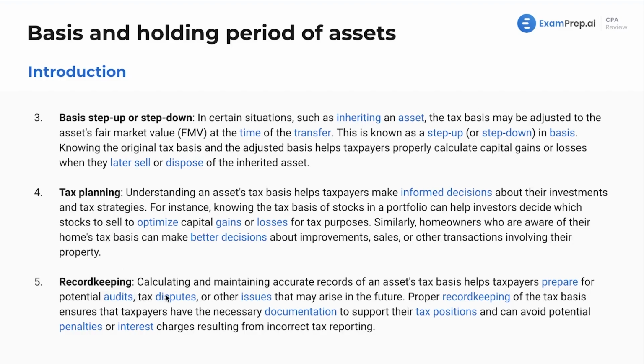And then record keeping, just also understanding that we have the correct information for audits, tax disputes, and other issues. Also to understand how well we're doing financially. That might be more of a financial accounting concept, but overall, the importance of the basis of an asset delves into these concepts as well.